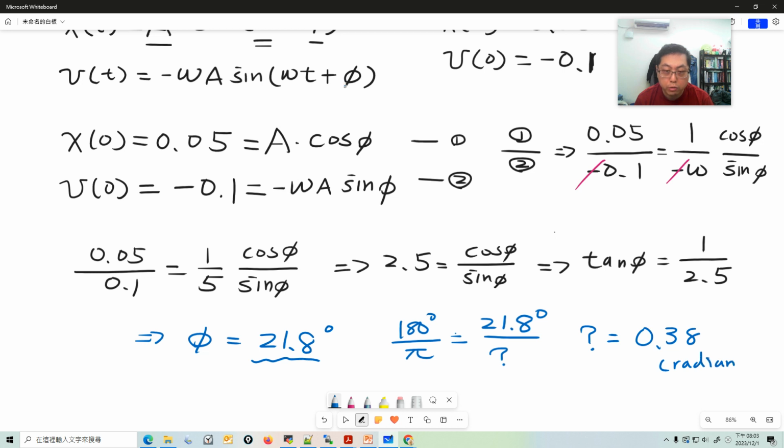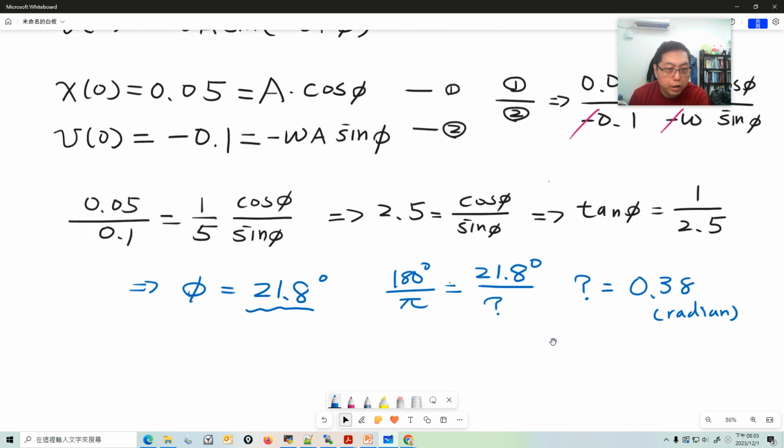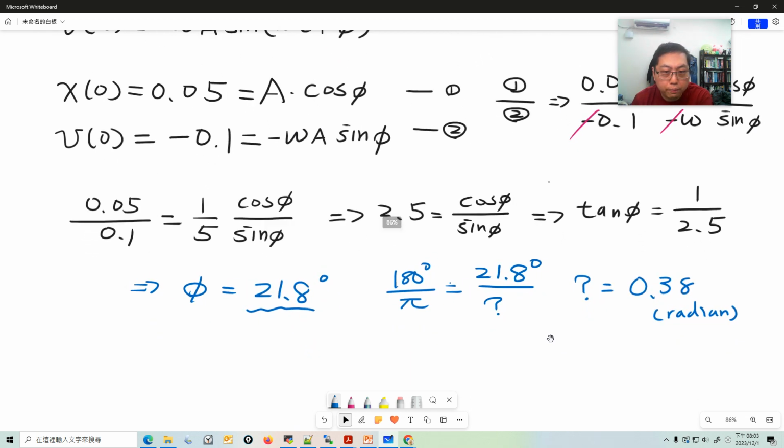Be careful with the units here, radian or degree. And also be careful with your calculator, whether it is in degree or radian. So I get the phi is equal to 0.38 radian. Okay, we get the phase constant, and then we use this information to go back and solve for A.